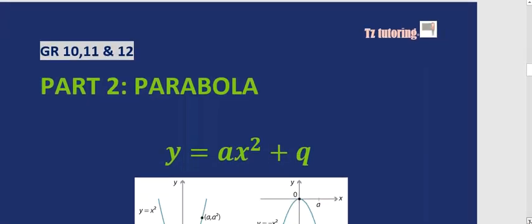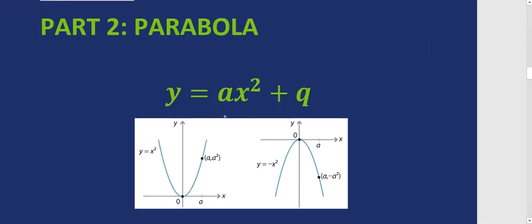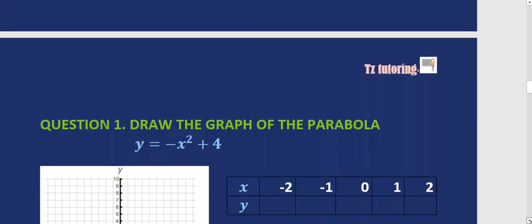Let's move on to a parabola. A parabola has this general formula: y equals ax squared plus q. The a will tell you if the graph will be facing upwards or downwards. If a is positive, then your graph will be facing up. But if a is negative, then the graph will be facing down. And the q tells you how the graph shifts. So let's go on to the questions.